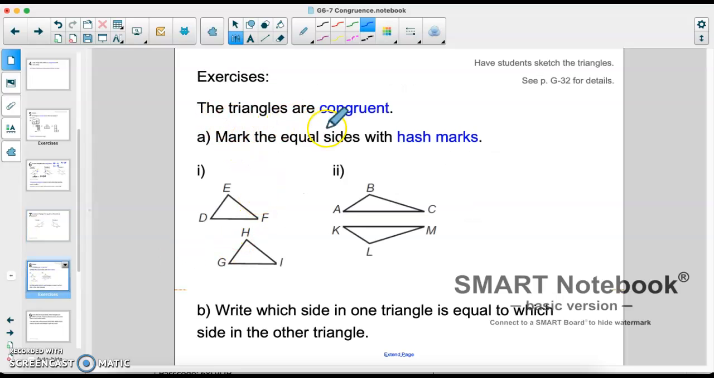And then this one says in part 1 and part 2, these triangles are congruent. Mark the equal sides with hash marks. So again, I would say that EF and HI are the same length. I would say that DF and GI are the same length. And then I would say that DE and GH are the same length. Okay, and it says write which side in one triangle is equal to which side in the other one. So again, I'll just show you an example. I could say that EF equals HI, and that's how we would write that. And when we're working in our workbooks, that's how we're going to need to show it as well.